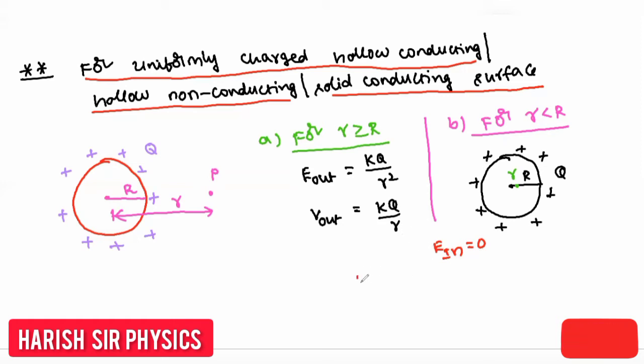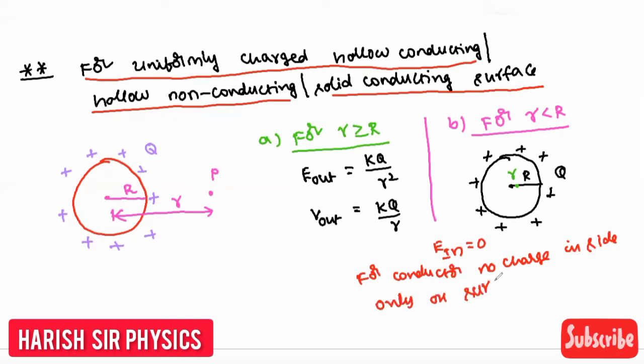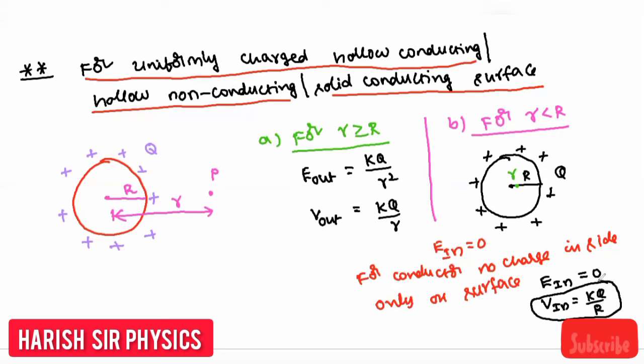For a conductor, there is no charge inside, only on the surface. That is the reason the electric field inside, E inside, will be 0. But the potential is not 0. So the potential V inside is equal to K into Q divided by R.